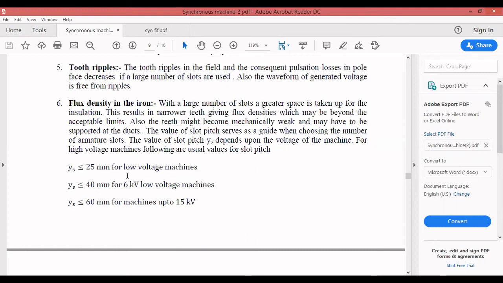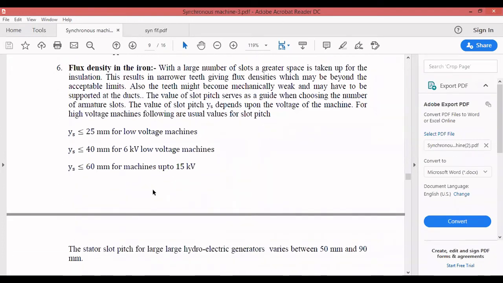You can see here, for low voltage machines, the slot pitch Ys should be equal to 25 mm. For machines above 6 kilovolt, the slot pitch should be 40 mm. For machines up to 15 kilovolt, the slot pitch should be 60 mm. These are the slot pitch distances you have to maintain so that you can avoid narrow teeth and avoid high flux density in the air gap.